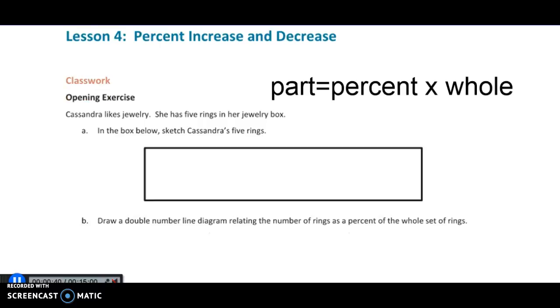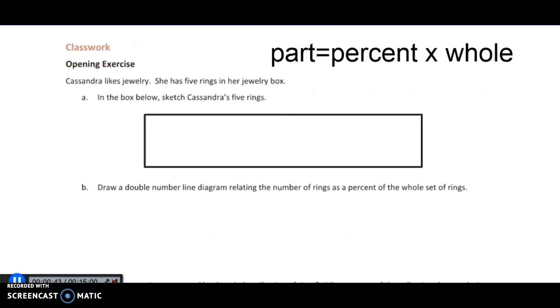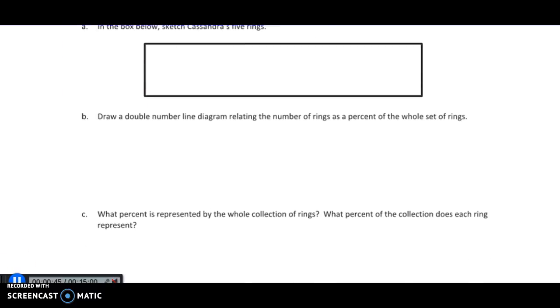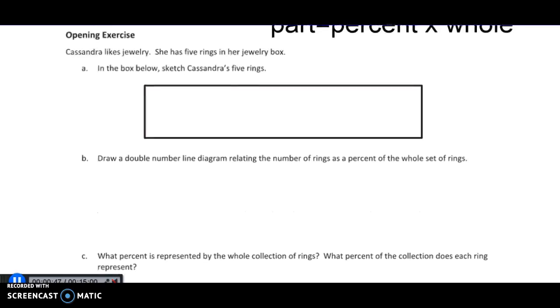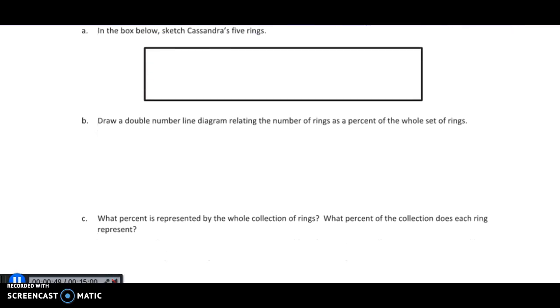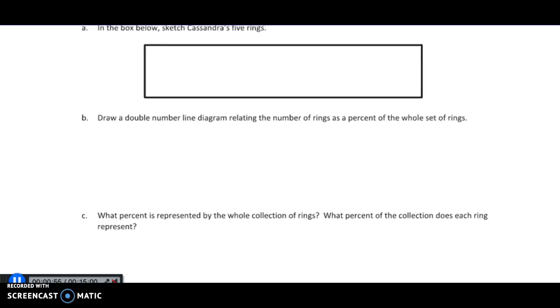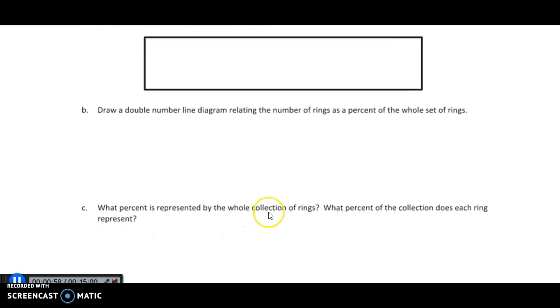So start off with something easy here. At the bottom, the only part of this first question that we're going to do is letter C. This is what percent is represented by the whole collection of rings. Well, you can see if you read the original problem that we're talking about Cassandra's 5 rings. So if she has her whole collection of rings, that would be 5 rings out of 5, which would just be 100%. She's got all of the rings.